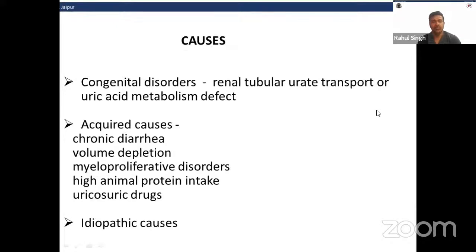Causes of uric acid stone. One is congenital disorder, which is a renal tubular urate transport or uric acid metabolism defect. Acquired causes include chronic diarrhea, volume depletion, myeloproliferative disorders, high animal protein intake, uricosuric drugs, and idiopathic causes.